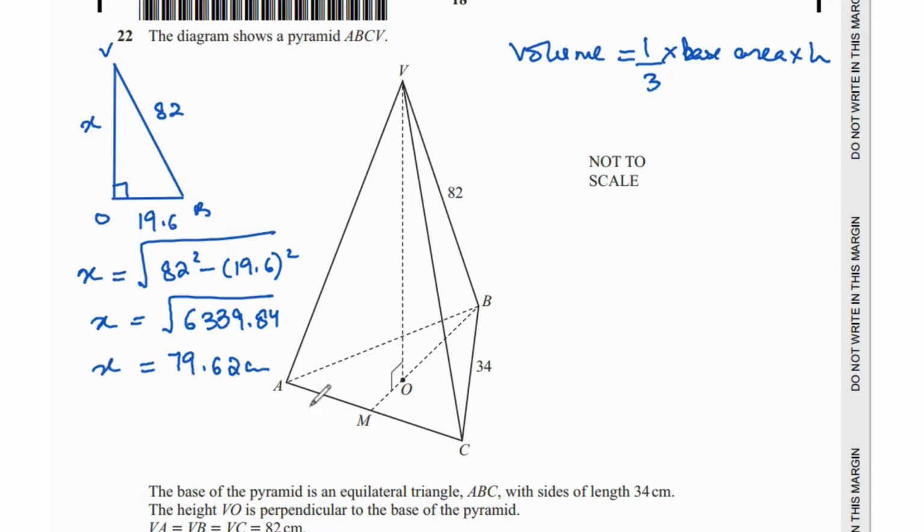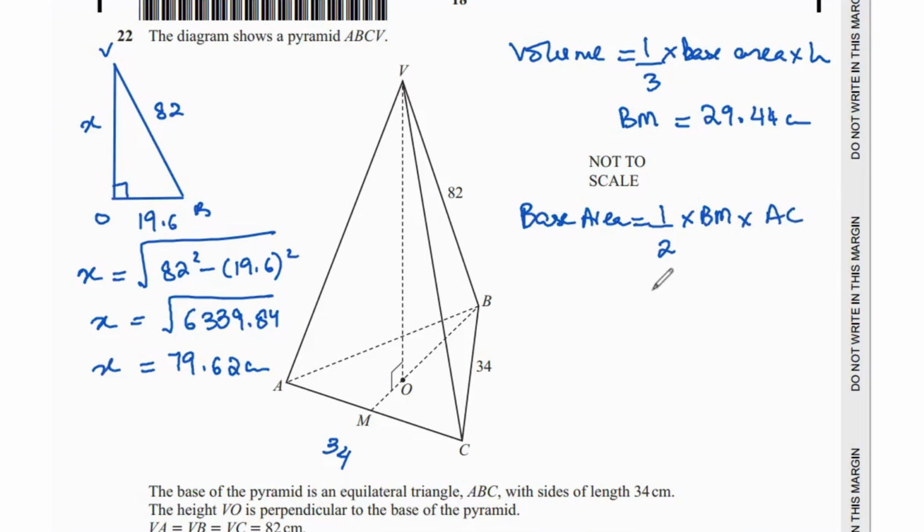Now we need the base area. We know AC is 34 and we had BM, which was 29.44 centimeters. So base area is going to be 1 over 2 times the height, which is BM, times the base, which is AC. We just find the area of the triangle, which is the base area. So 1 over 2 times 29.44 times 34, which gives us 500.48 centimeters squared.